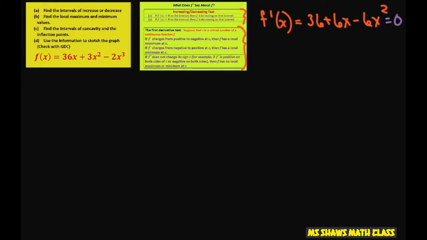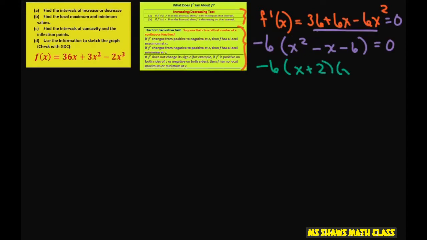critical values. So I'm going to pull out a negative 6. I'm going to flip this around. So that's going to give you x squared minus x minus 6 equals 0. It's a little easier to factor that way. And then when you factor, you're going to get x plus 2 and x minus 3 equals 0. So your critical numbers are x equals negative 2 and x equals 3.